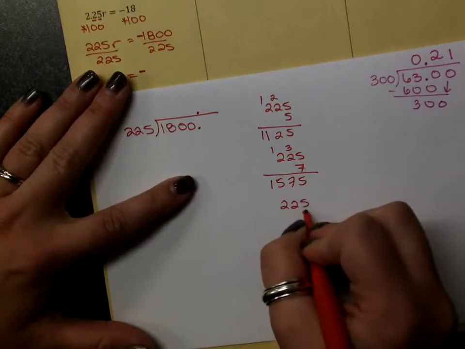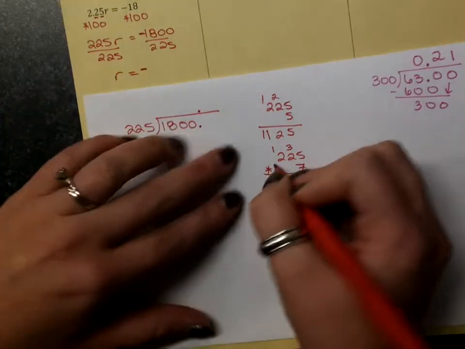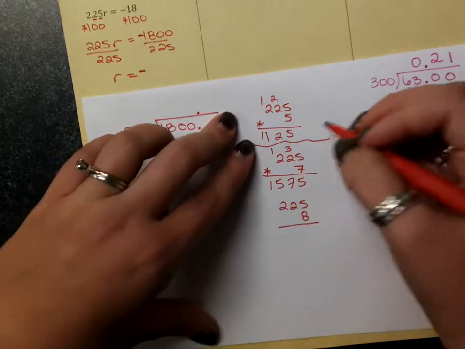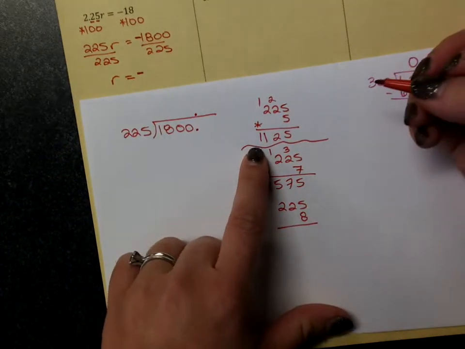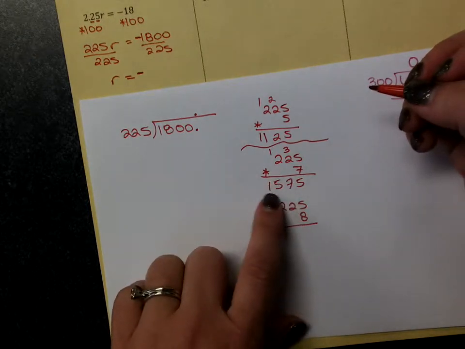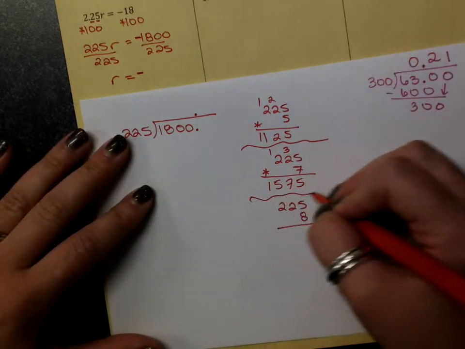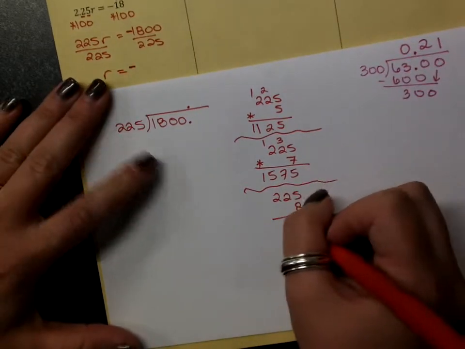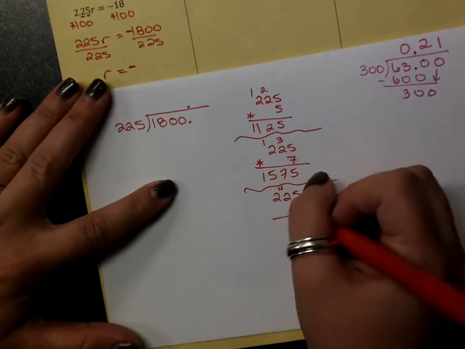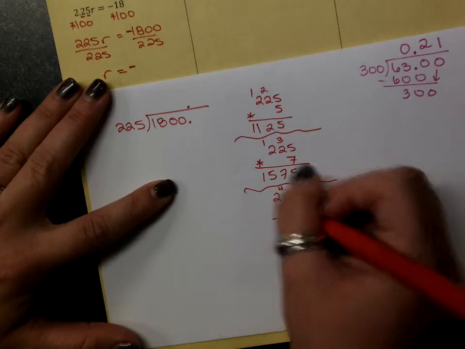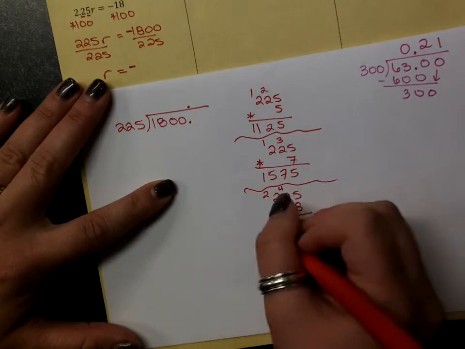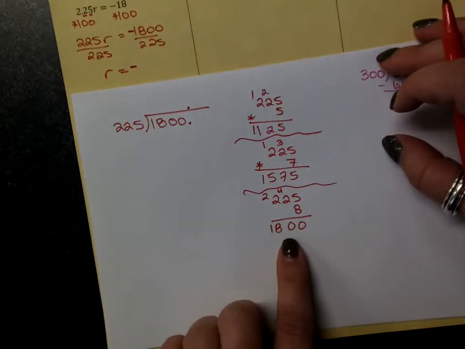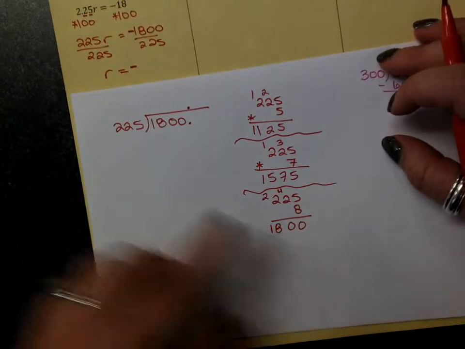So 225 times 8. What I'm doing is I'm guessing a number and multiplying it out to see what I got. First time I got 1125, I can go bigger. So I tried 7, got 1575, I can go bigger. So now I'm going to try 8. 225 times 8. Multiply it out. 8 times 2 is 16 plus 4 is 20. 8 times 2 again is 16 plus 2 is 18. You just keep guessing. I ended up guessing 8, which is exactly 1800.